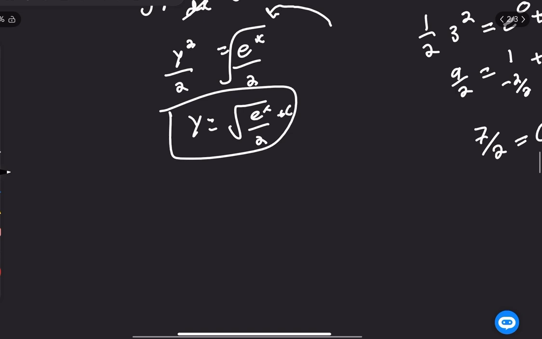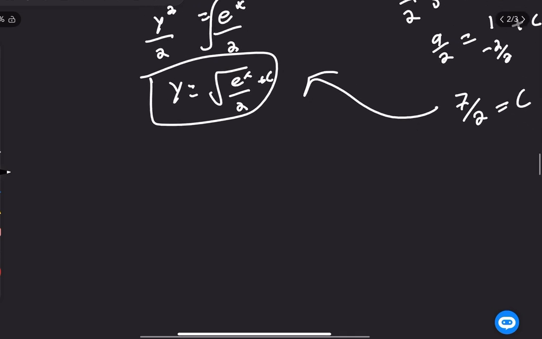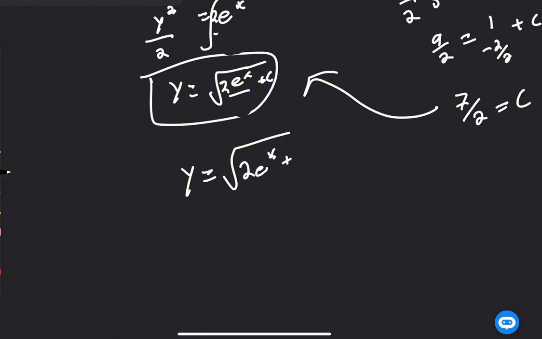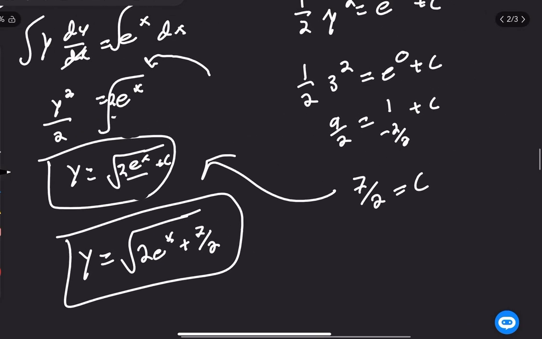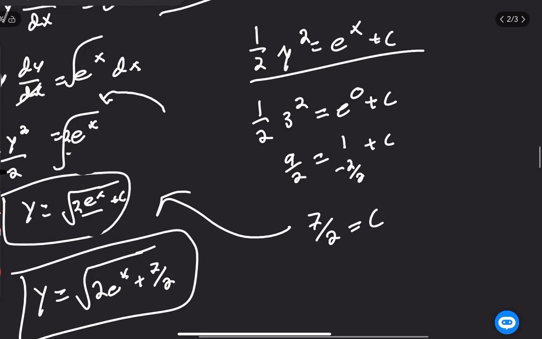So now we plug it in over here. We know what our c is. And the final solution is y equals square root... Oh, okay, we made a mistake here with divide by 2. It was times 2. So this was supposed to be 2. Okay, so y equals the square root of 2e to the x plus 7 over 2. This is our final solution. And of course, this didn't make a mistake when we did it over here because we went from the original solution.